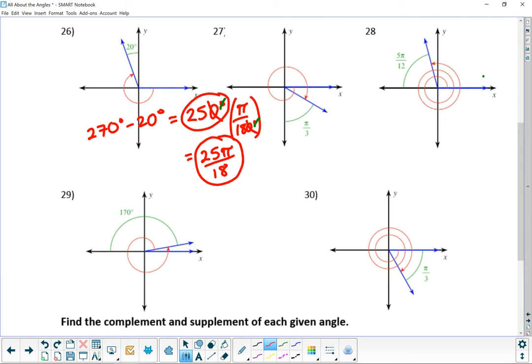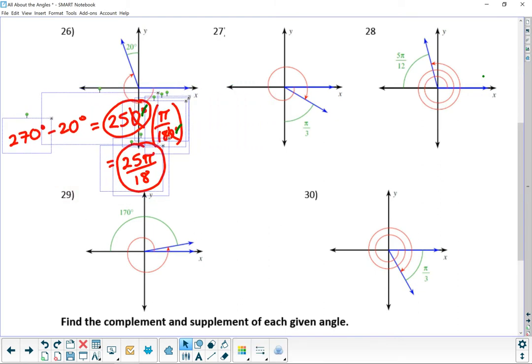I'm gonna move this over a little bit. Okay. All right, 27.